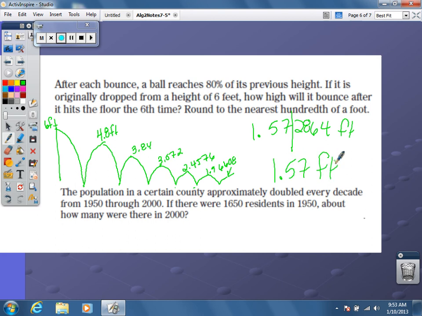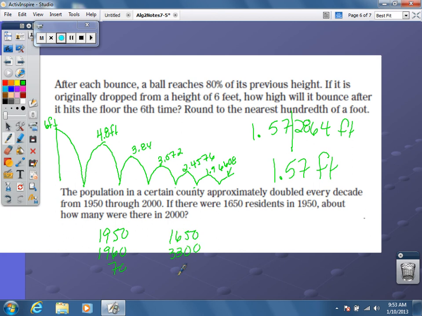There will be a question like that on your test and quiz, by the way. Okay, the population in a certain county approximately doubles every decade from 1950 to 2000. If there were 1650 in 1950, how many in 2000? I'm going to make a table. 1950, there were 1650. 1960, that's what a decade is, it's going to double. 1650 times 2 is 3,300.